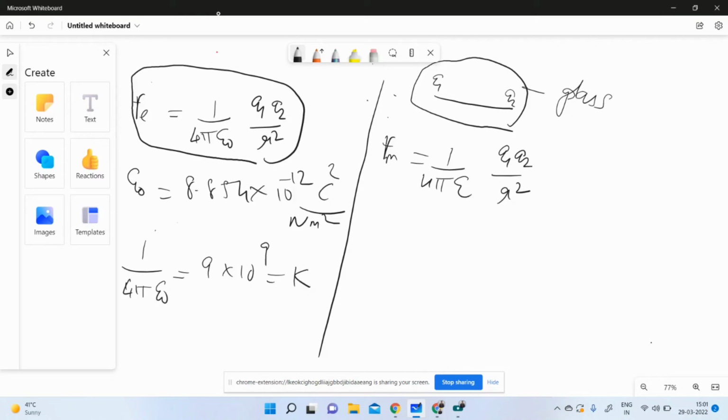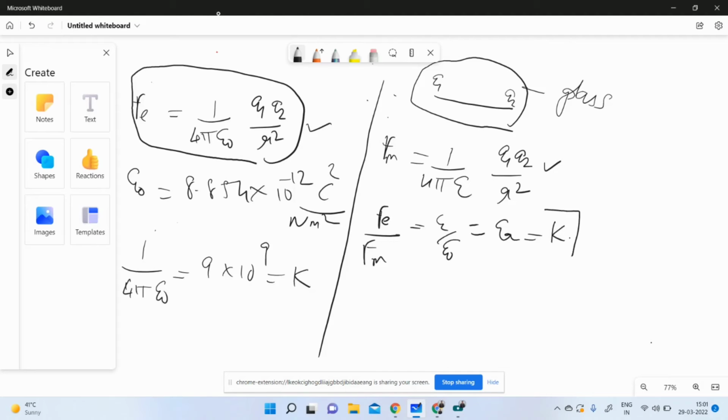Let us compare the force between two charges when placed in vacuum and when placed in a medium. So let us divide. Fa by Fm will be equal to, taking this ratio, Q1 Q2 R square, Q1 Q2 R square, 4 pi gets cancelled. So it will be epsilon by epsilon naught. So Fa by Fm is equal to permittivity of medium upon permittivity of vacuum. That is known as relative permittivity, or it is also known as dielectric constant. K is known as dielectric constant, okay?